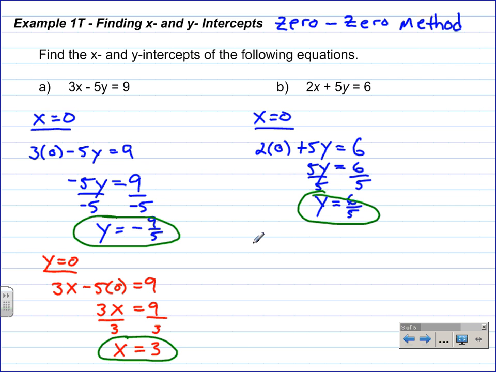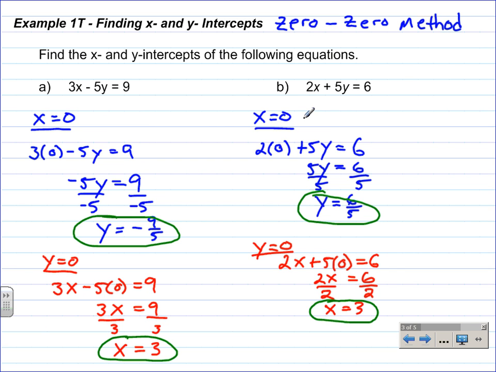We move on to find the x-intercept, so we set y equal to 0, taking the original equation again, substituting 0 in for y. That'll give us 2x plus 5 times 0 is equal to 6. 5 times 0 is 0, leaving us with 2x on the left of the equation. On the right, we have 6. Divide each side by 2, giving us x is equal to 3. And so our x-intercept is x is equal to 3. So both of these equations share the same x-intercept.